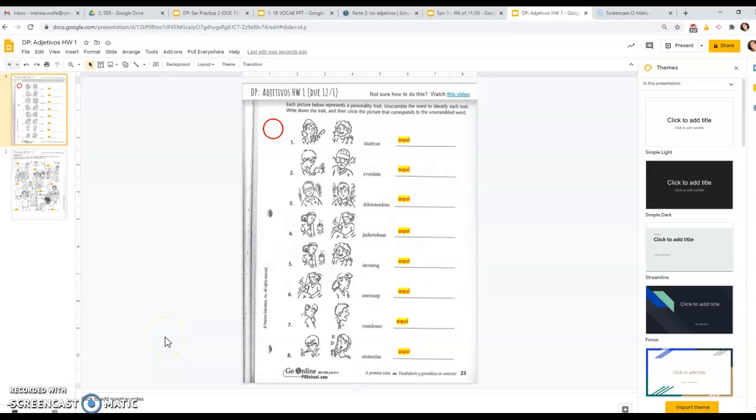DP Adjetivos Homework 1. Okay, so the first page says each picture below represents a personality trait. Unscramble the word to identify each trait. Then write down that trait and circle the picture that corresponds to the unscrambled word. So first you have to unscramble this.